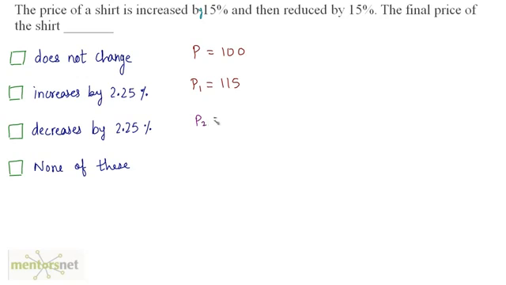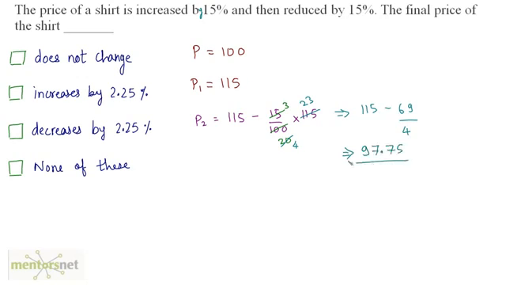So P2 will be equal to 115 minus 15% of P1. So 15 upon 100 times P1, which is 115. So 5 times 3 is 15, 5 times 20 is 100. Now again, dividing this by 5, we get 5 times 4 is 20, and 5 times 23 is 115. So we have this equal to 115 minus 69 by 4. And if you solve this, you will get 97.75. So the final price is 97.75.